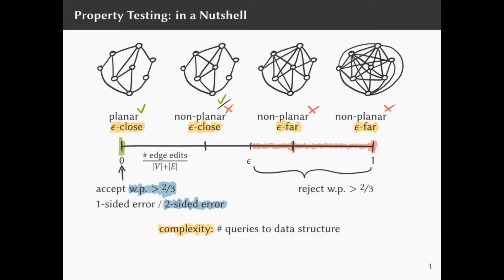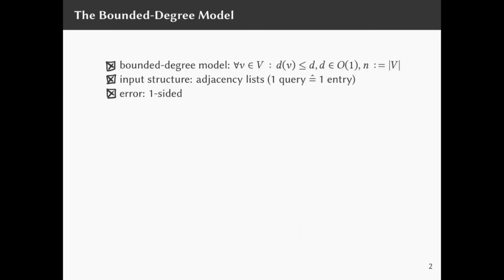What's the data structure? Here it's really important to formalize the model the input is given in. For example, we can consider the bounded degree model, which means that we are given a graph and the maximum vertex degree is a constant, which we call d. And here the input structure is just adjacency lists. So if an algorithm wants to query a graph in this model, it queries adjacency lists, and one entry is basically one query. So if an algorithm asks for the third neighbor of a vertex v, then this is one query. And for now, let's just consider one-sided error property testers.